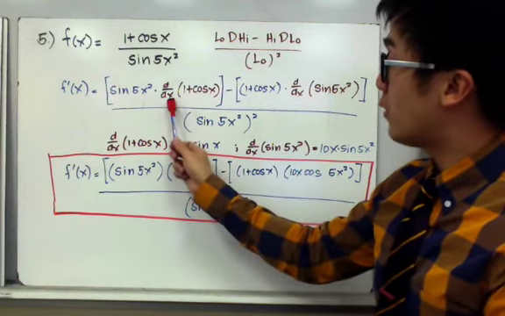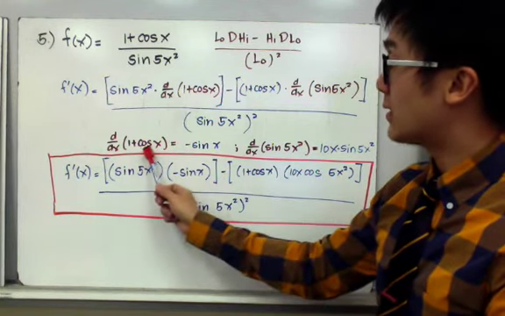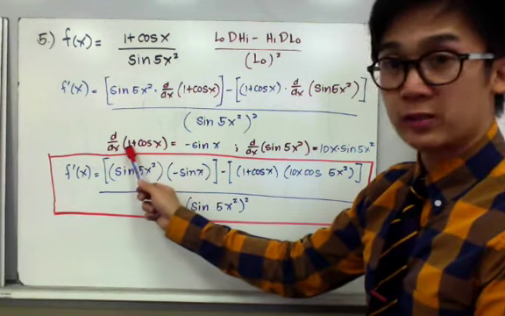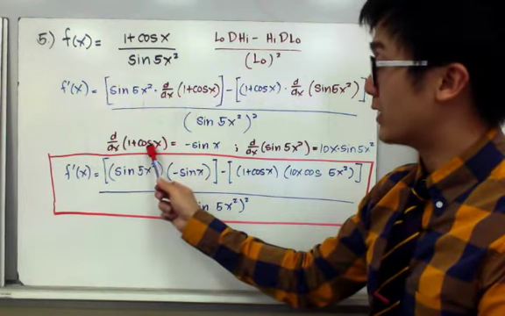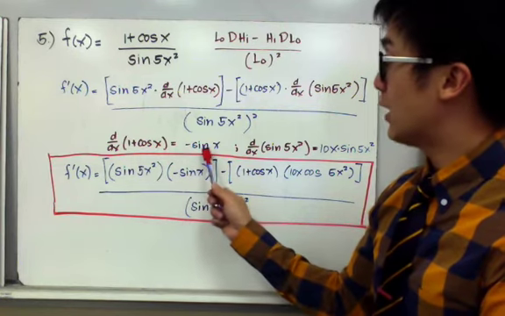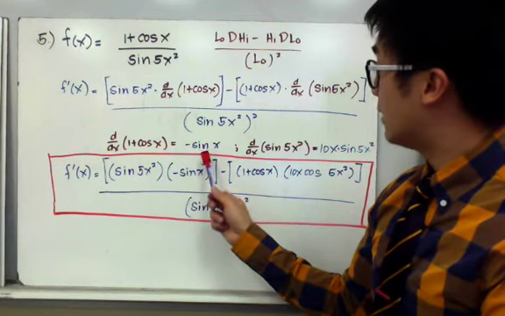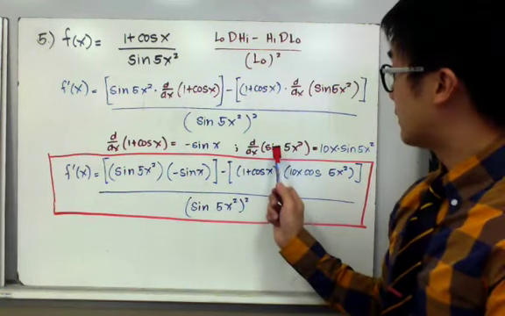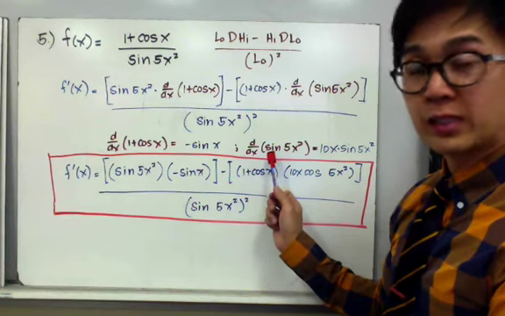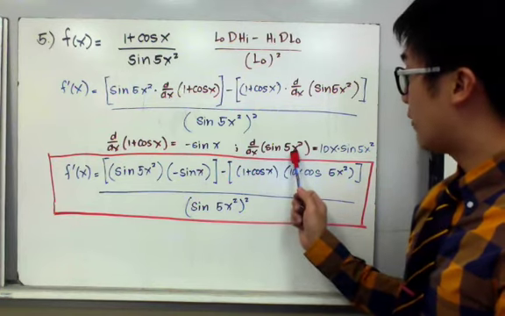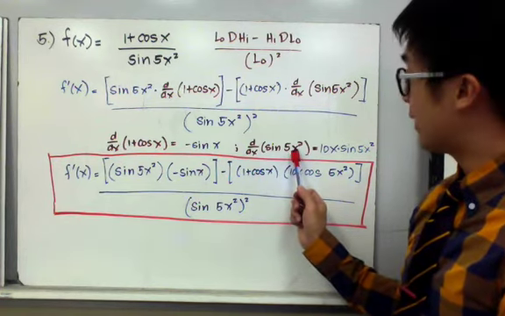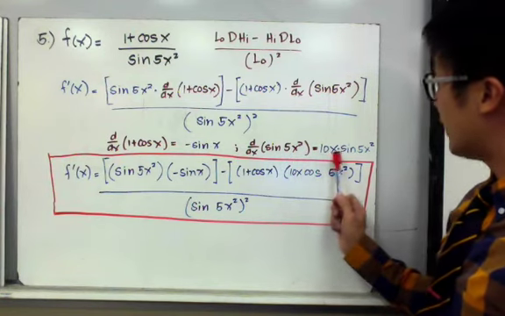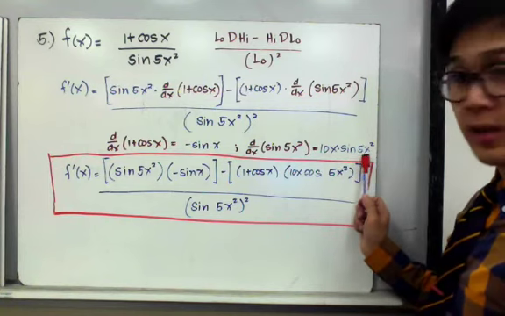So now I know that the derivative of 1 plus cosine x is simply equal to negative sine x, because the derivative of 1 is 0 and the derivative of cosine u is negative sine u du dx, so we have negative sine x. And the derivative of sine 5x squared will be cosine u times du dx, wherein u is 5x squared and the derivative of u will be 10x. So the derivative of this function is 10x times cosine 5x squared.